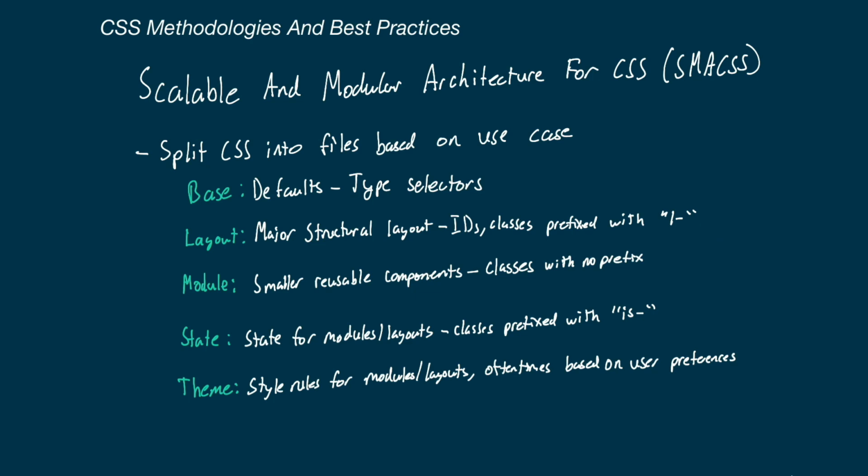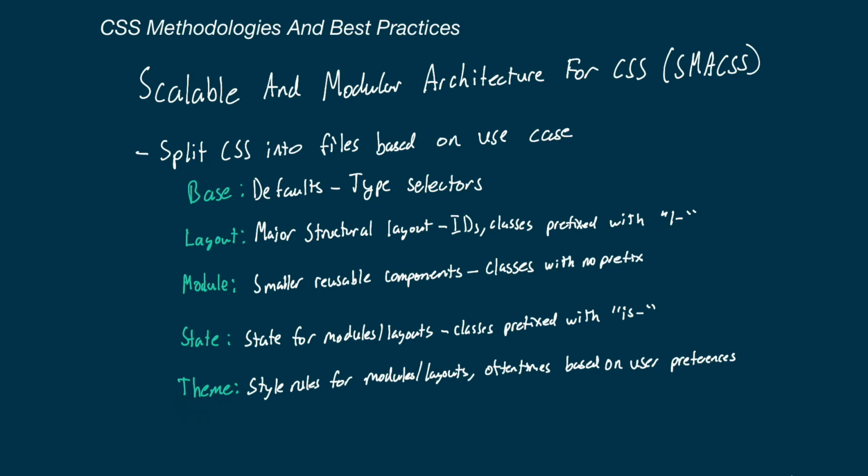So for example, we could have L-nav. Alternatively, some people prefer to use the word layout before the dash, so we could have layout-nav as well, and there are just 2 ways to do the same thing depending on how verbose you want to be with your naming. Next, we have the module file, which contains smaller reusable components. These are generally all class selectors, with the name of the component it is selecting, and no prefixes. Then next, we have the state file, which contains selectors for specific states such as disabled elements. Usually this will just be more classes, and they will be prefixed with the word is and a dash. So for example, we could have is-selected or is-disabled as classes.